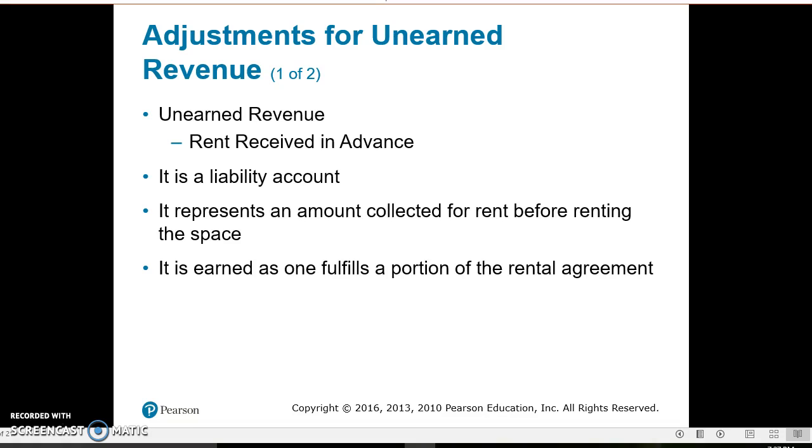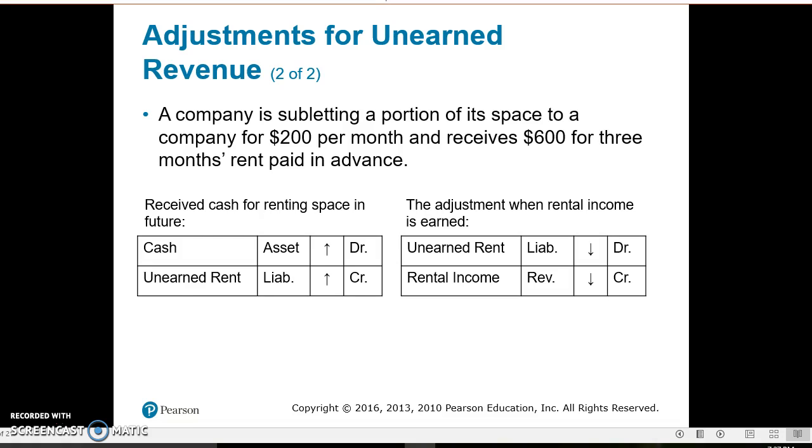Another one that you have is unearned revenue. Now, unearned revenue is things that you pay in advance. So if you pay your car insurance every 6 months and you pay it ahead, but each month you use up a month, that is an unearned revenue for the business, or for you, that would be an unearned expense. So it's a liability account. It represents the amount collected for rent before renting the space. It is earned as one fulfills a portion of it. So unearned rent is a liability that has a normal credit balance, and it decreases on the debit side.